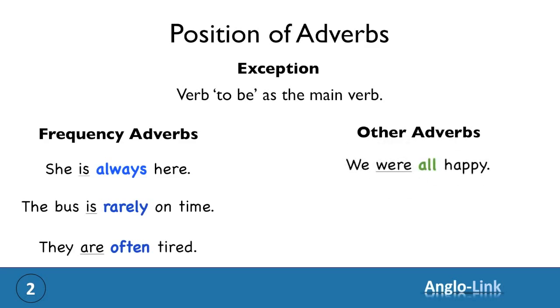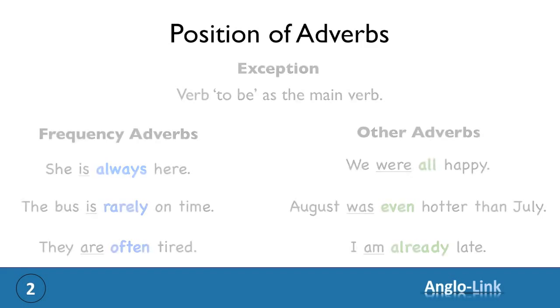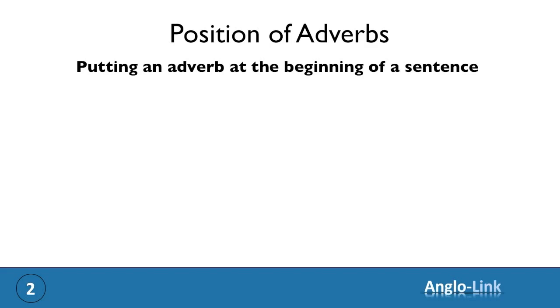And with other adverbs, we were all happy. August was even hotter than July. I am already late. Right then, to summarize, always put the adverbs before the main verb, except when your main verb is the verb to be. Now, let's look at a situation where you might see the adverb at the beginning of a sentence.